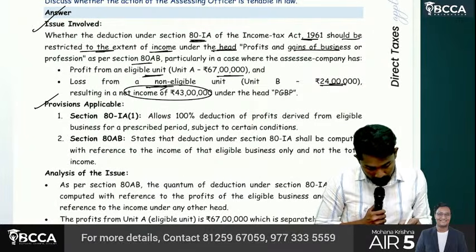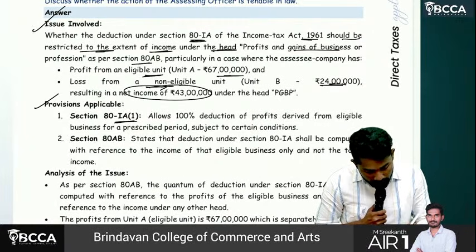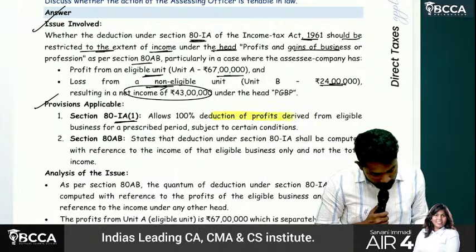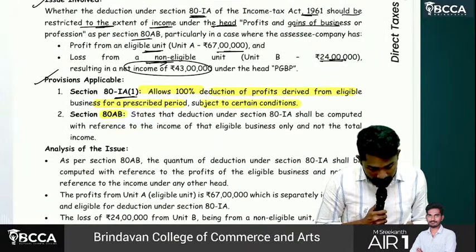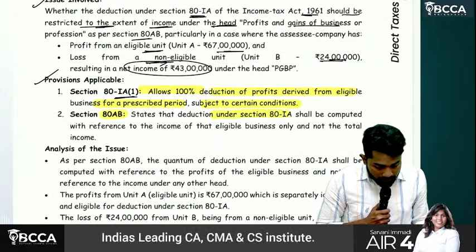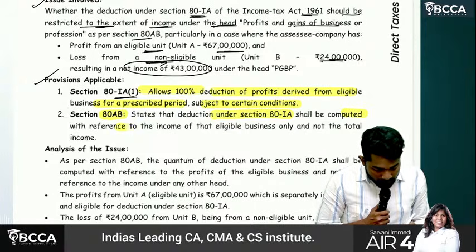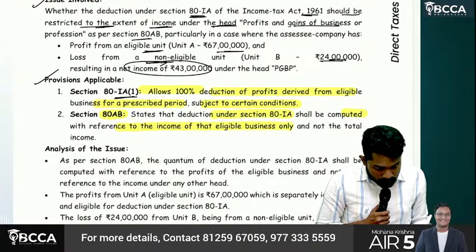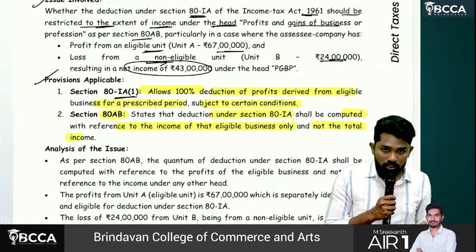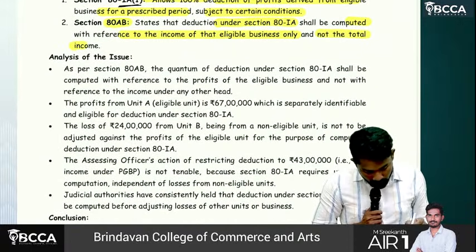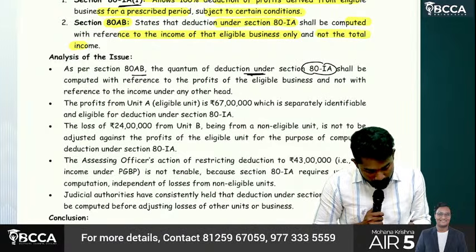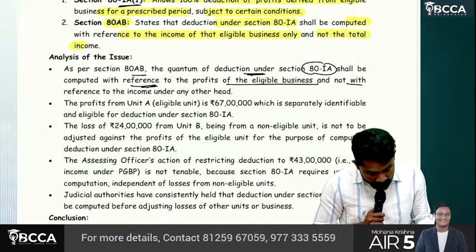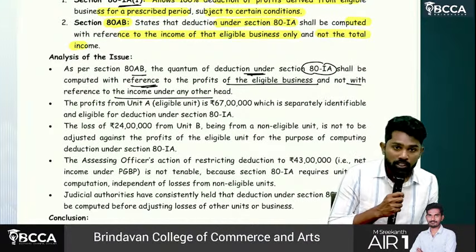Then provision. 80IA says what? 100% of profits derived from eligible business for a prescribed period, subject to certain conditions, are eligible for deduction. Whereas 80AB states what? Deduction under 80IA shall be computed with reference to the income of that eligible business only and not the total income. As per 80AB, the quantum of deduction under 80IA shall be computed with reference to the PGBP and not with reference to the income under any other head.